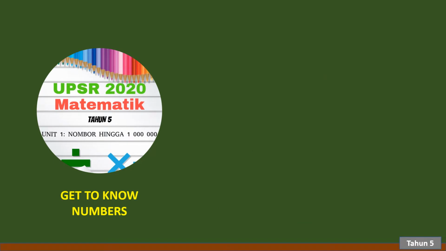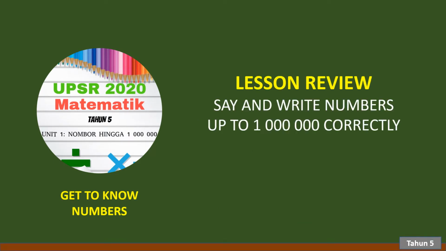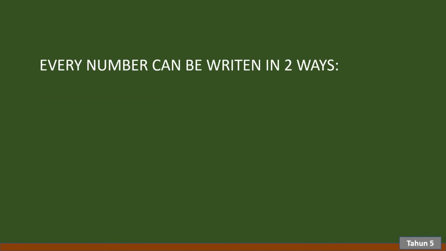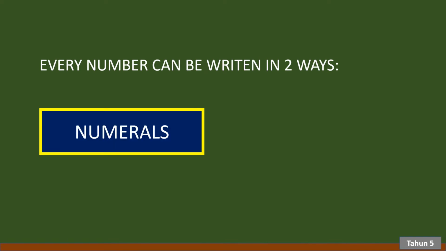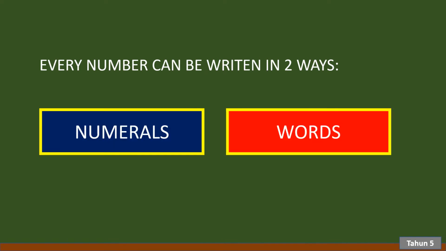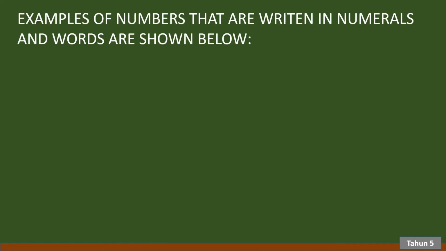We will start with get to know numbers. This lesson review is to ensure students are able to say and write numbers up to 1 million correctly. Every number can be written in two ways, in numerals or in words. Examples of numbers that are written in numerals and words are shown below.